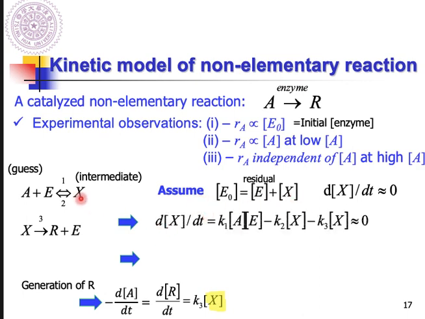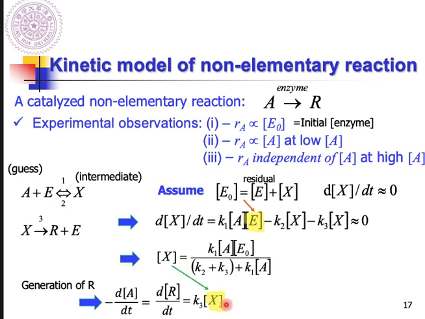Regarding the generation rate of intermediate X, you get k1 times this, minus k2 times this, minus k3 times this, equals 0. Based on this, you can use E0 minus x to substitute for E, then you can get x, and going back to here, substitute this term, then you get this result.